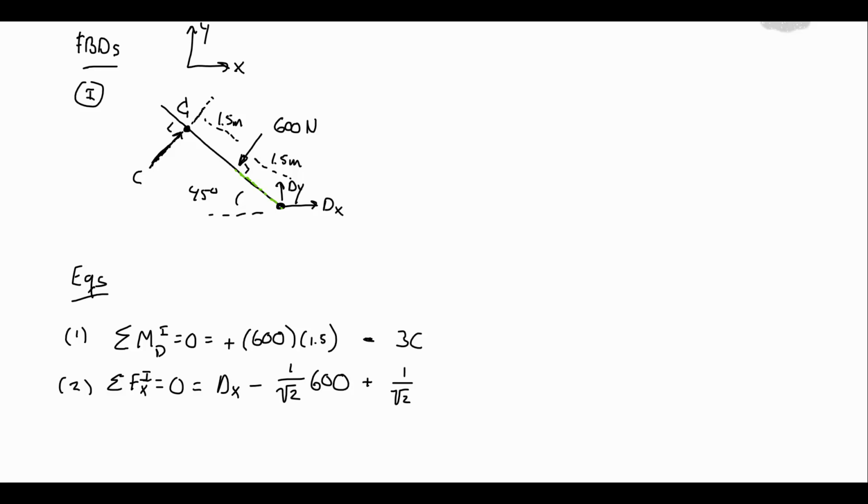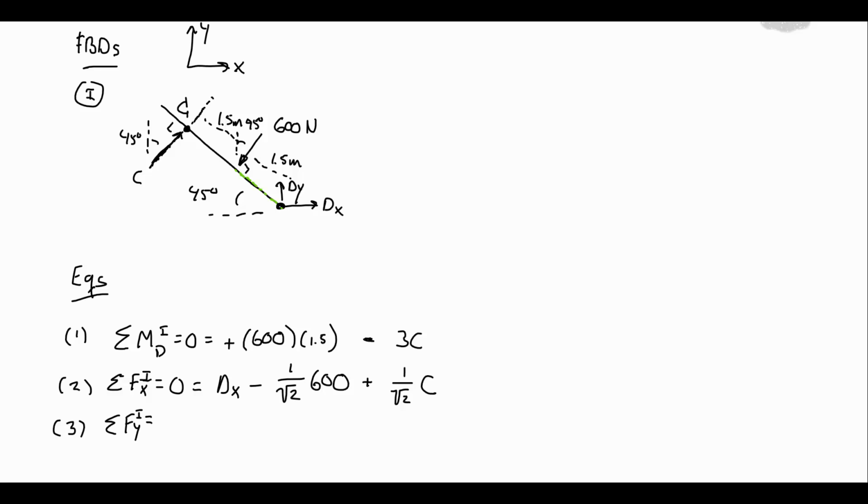Since it is going to be orthogonal to this, I don't really need this since it's already indicated, but I'll put in its directions just to remind us. And that's going to be pointing to the right, so that is positive 1 over root 2 times C. And by the time we get to equation 2, we'll already know the value of C, so we'll be able to find dx.